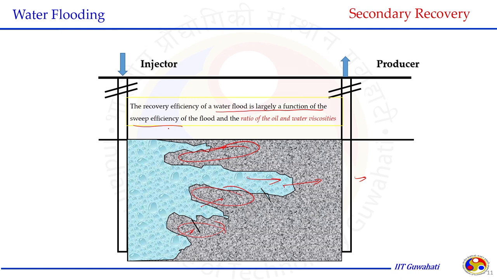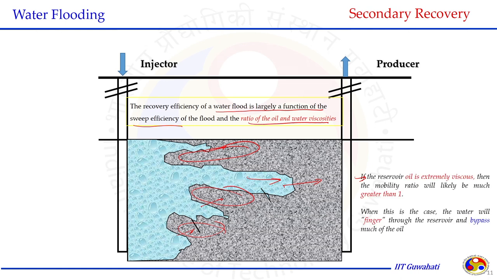So the recovery efficiency of the water flood is largely a function of the sweep efficiency: how much of the injected water is in contact with the oil, and how much it is able to push or sweep towards the production well. And then the ratio of the viscosity of the oil and water, which I mentioned in terms of the mobility ratio.